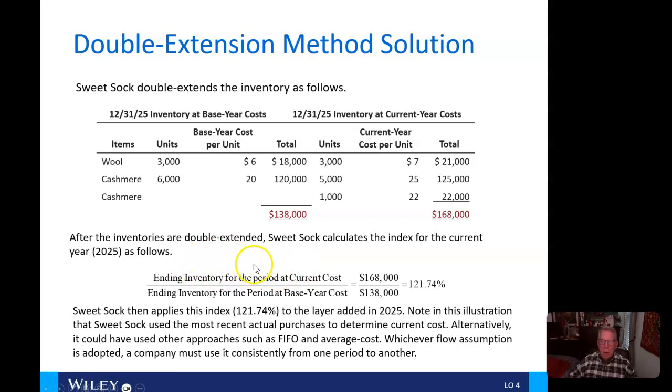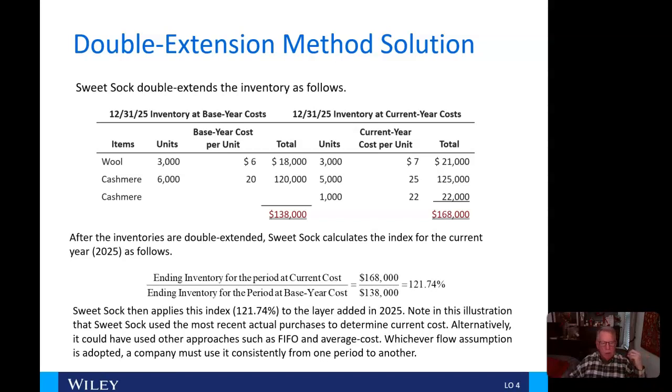After they're double extended, we can compute the price index simply by taking this 168,000 divided by this 138,000, for 121.74. We can then apply this index to the layer that we added in 2025. And we can note that it used the most recent actual purchases to determine that current cost. Alternatively, it could have used other approaches such as FIFO and average cost.